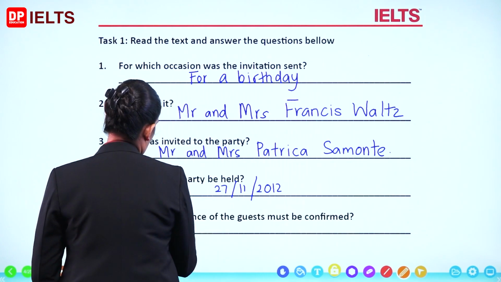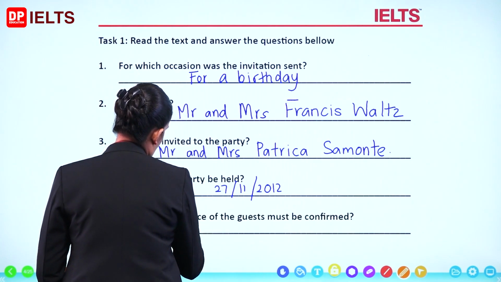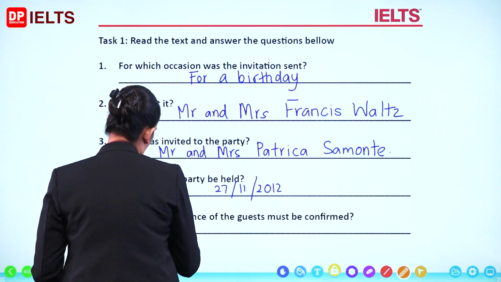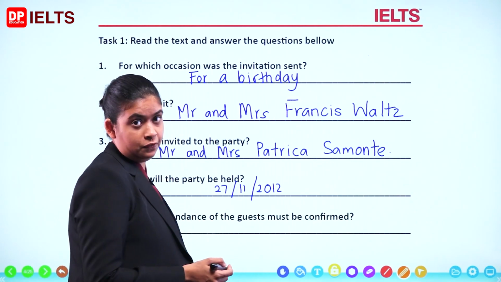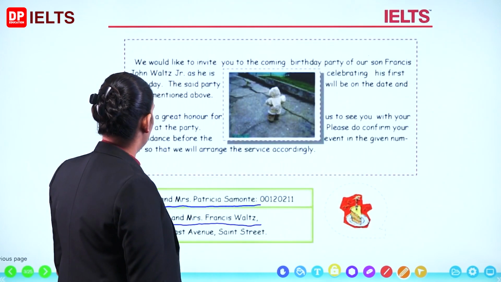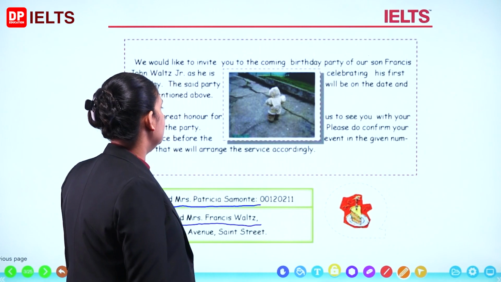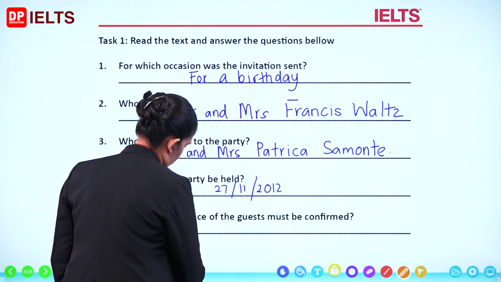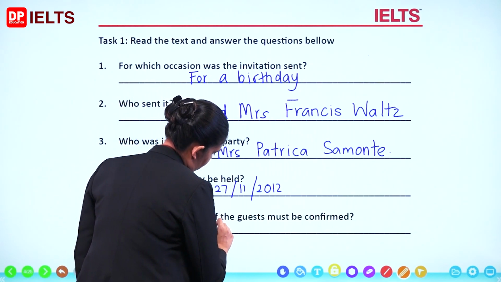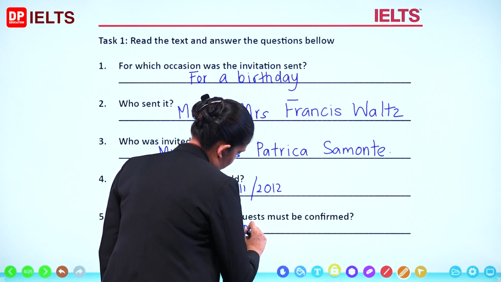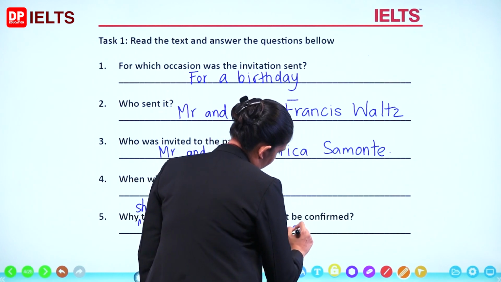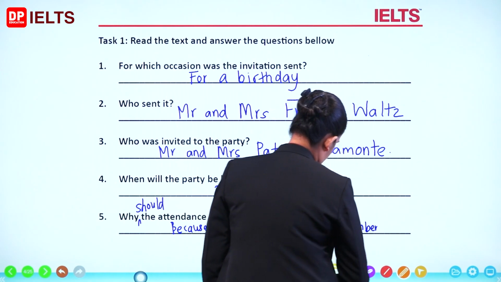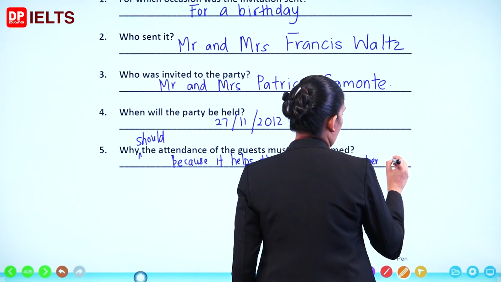Why should the attendance of the guests be confirmed? Let's just put in the word there so it makes it more meaningful, right? Why should it be confirmed? Because then it gives them an understanding of the number of people coming, right? Because it helps them get the number of guests participating.